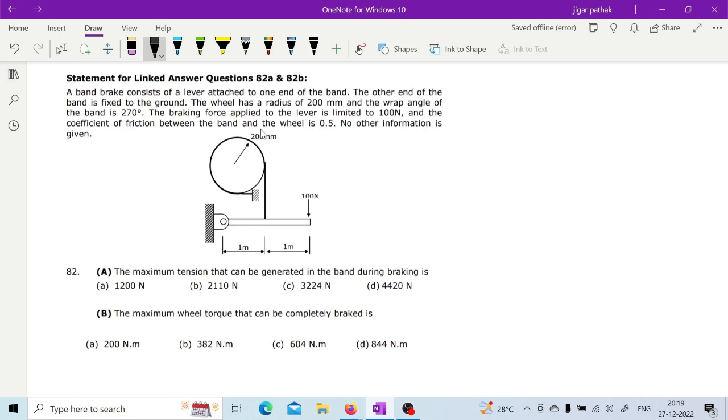In this, a band brake consists of a lever attached to one end of the band. The other end of the band is fixed to the ground. The wheel has a radius of 200 mm and the wrap angle of the band is 270 degree. The braking force applied to the lever is limited to 100 Newton and the coefficient of friction between the band and the wheel is 0.5. No other information is provided. Then the maximum tension that can be generated in the band during the braking and the maximum wheel torque that can be completely braked is. So can you try this particular question?